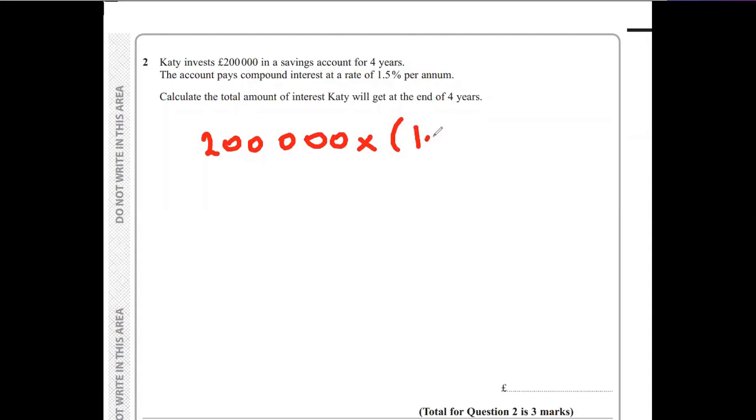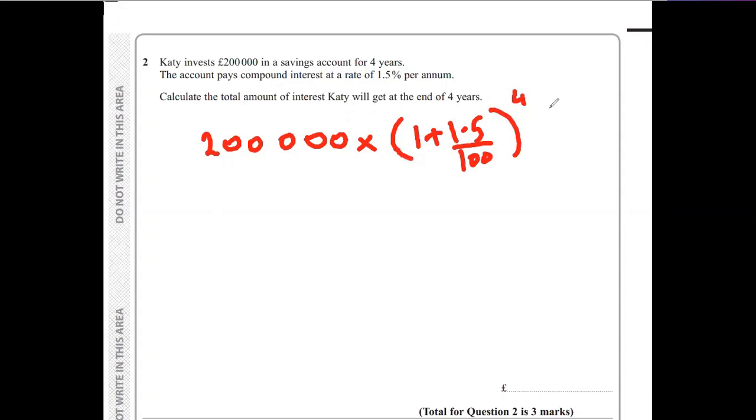Put just the plus sign now. Plus sign, okay. Then 1.5 over 100. So over 100 should be just here. Close brackets. To the power of 4, okay.